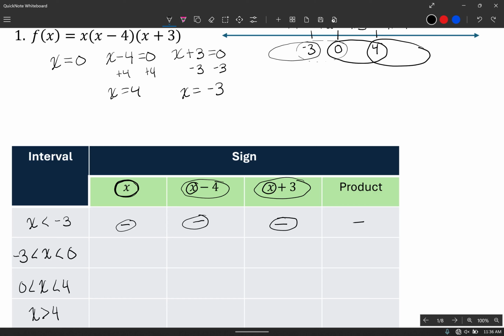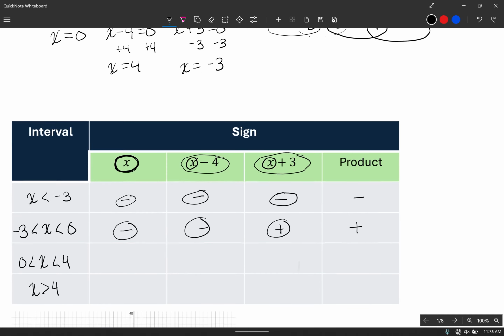All right? So now we'll pick a number between negative 3 and 0. So let's just say negative 1. So if I plug in negative 1 in for x, that's negative. Negative 1 minus 4 is negative. Negative 1 plus 3 is positive. So a negative times a negative is going to come out positive. Times a positive is going to give us a positive for the product.